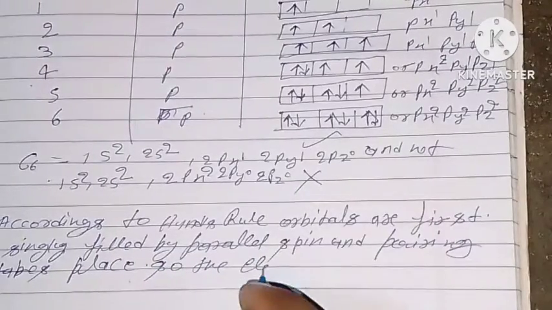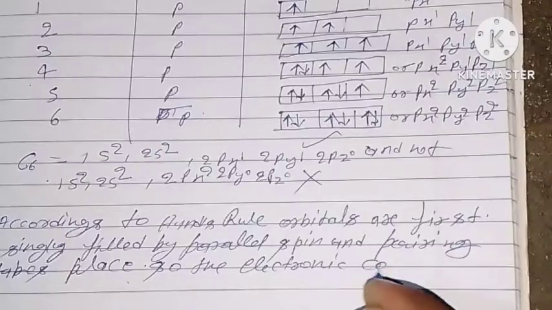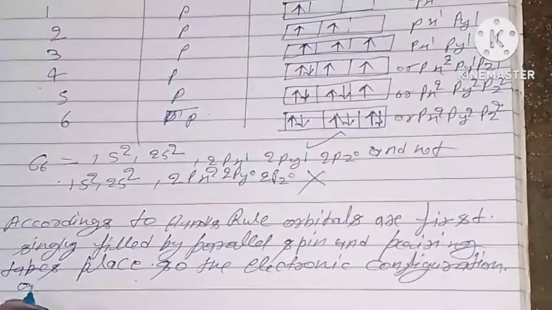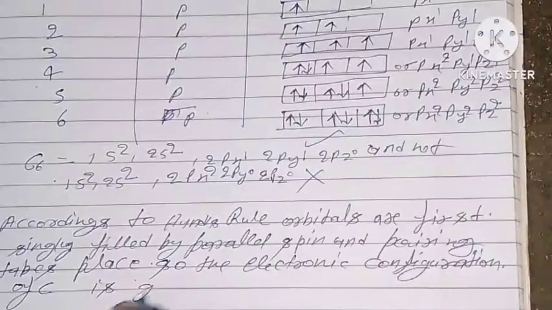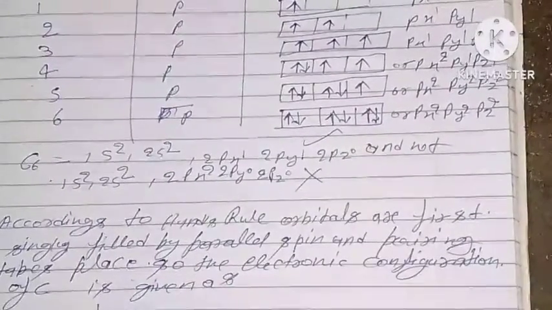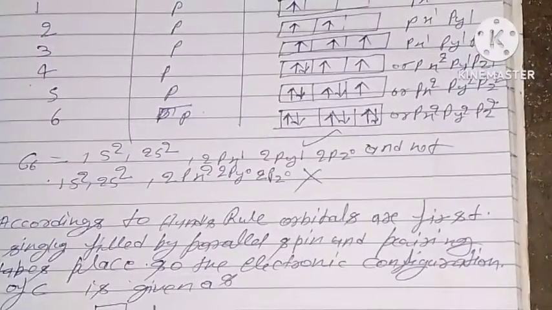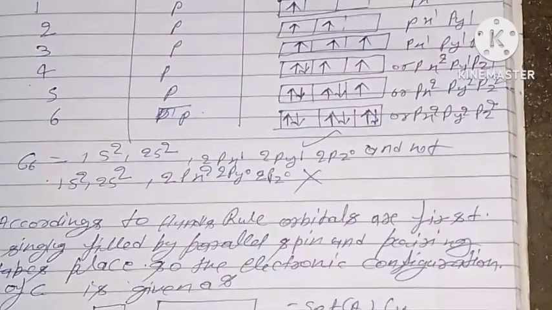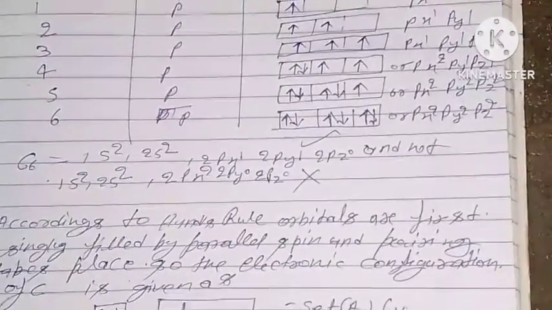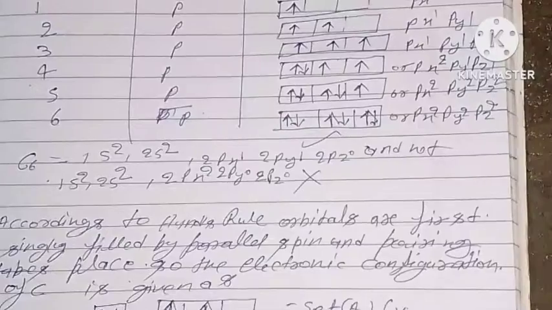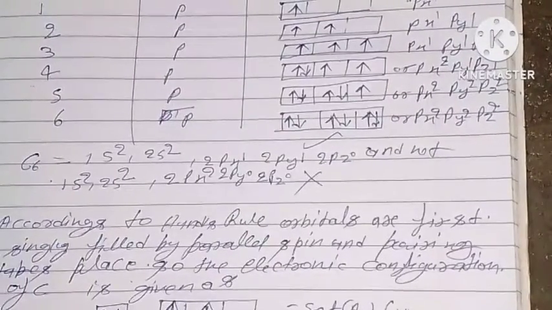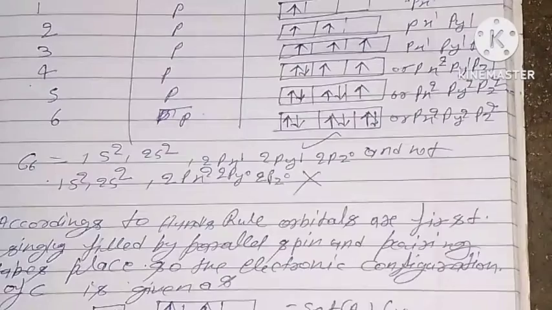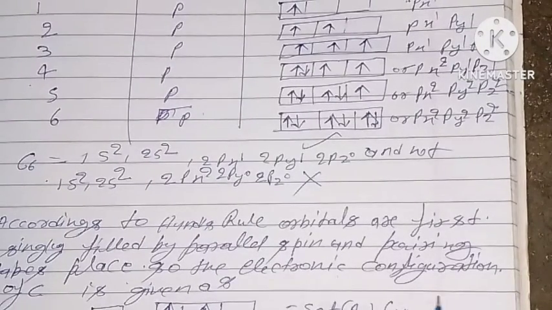So the electronic configuration of carbon is given as set A: 1s2, 2s2, 2px, 2py and 2pz. Set A is valid.